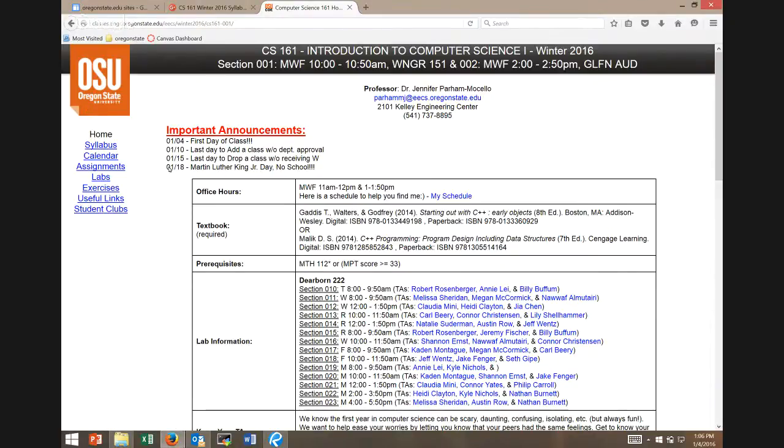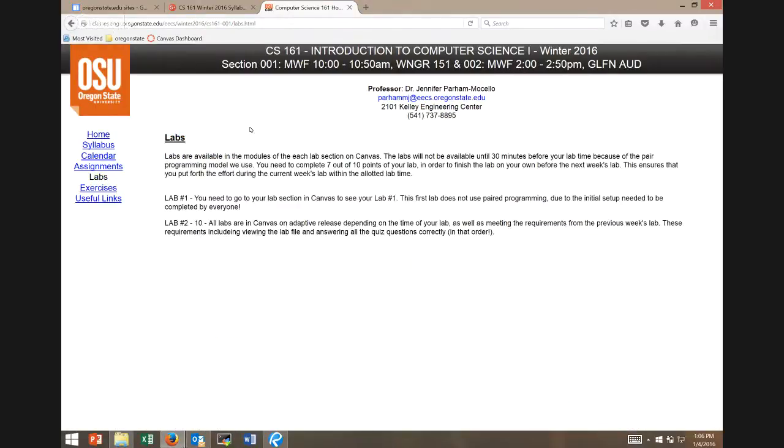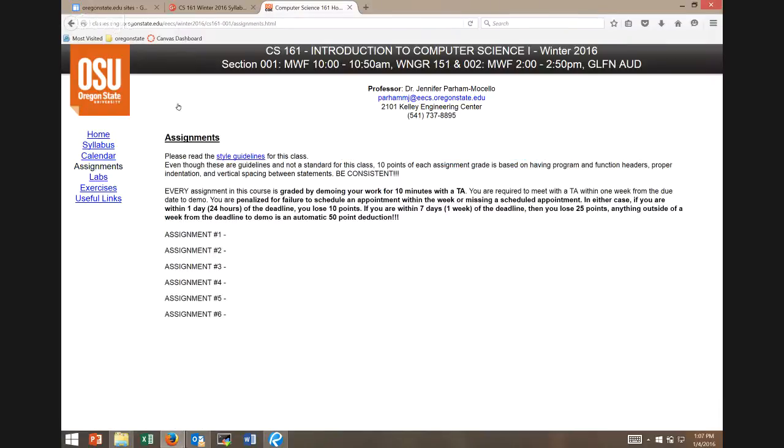I post them within Canvas, so you can go there and see those labs. If you go here, it explains this: they release adaptively. As you view the lab and take the corresponding quiz for that lab, the next week's lab will open up, and it always opens 30 minutes prior to your lab time. And you can see that on your assignments there's information here.